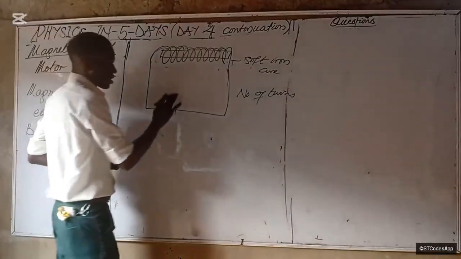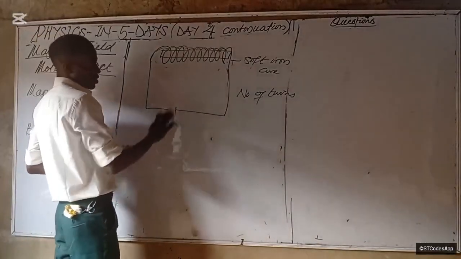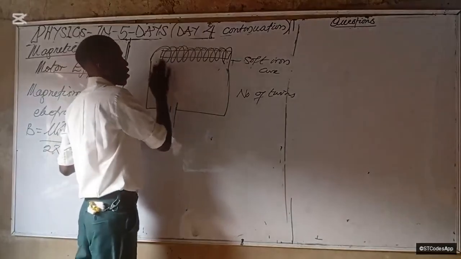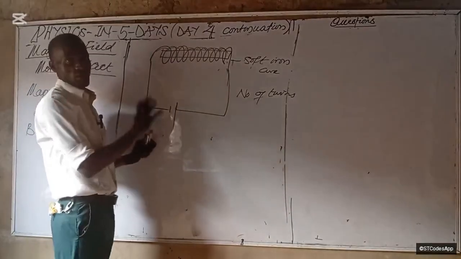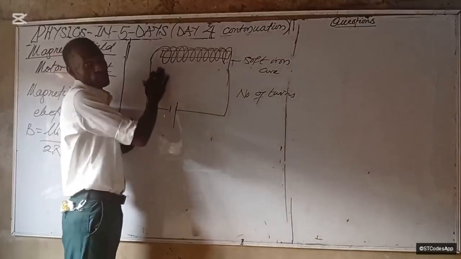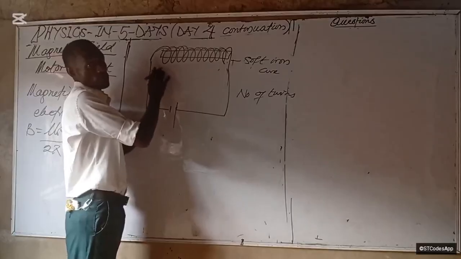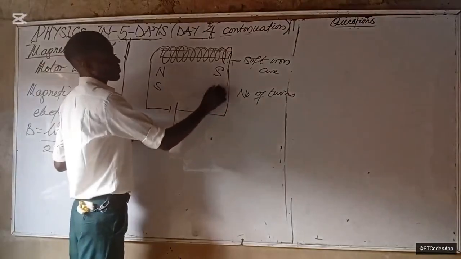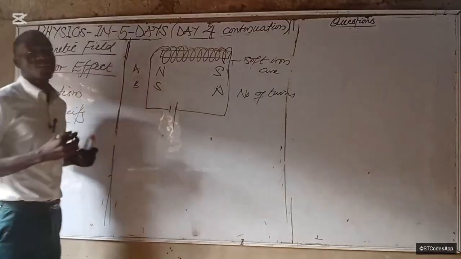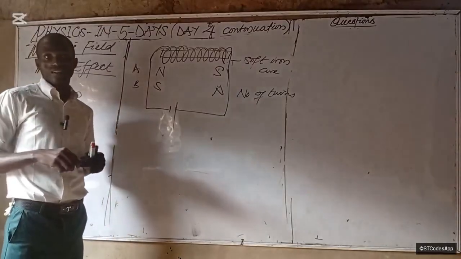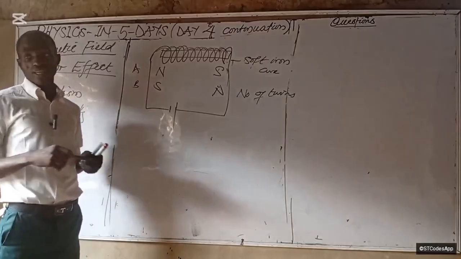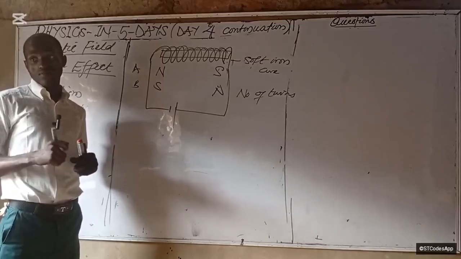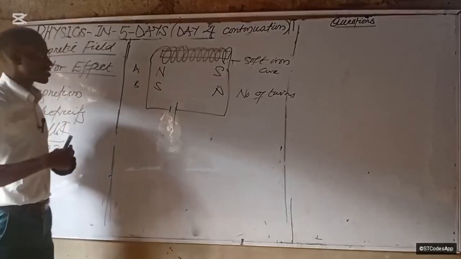So where will be the north if currents were flowing in this way? Where will this place be, north or south? If I have this system, where will north be? Which one is correct, A or B? B is correct.